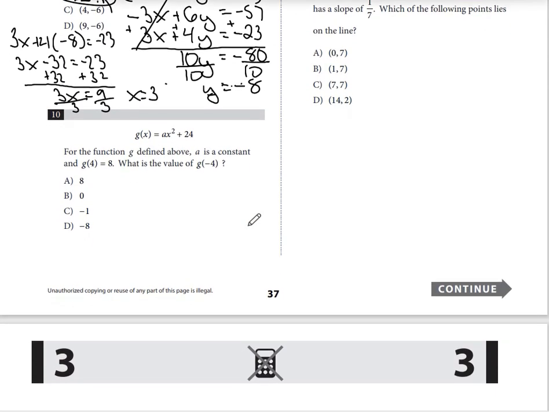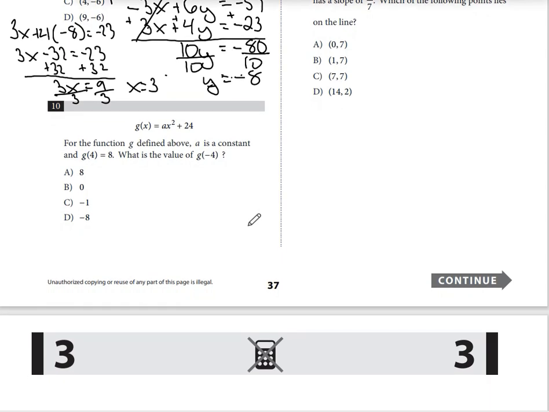All right, number 10, for the function g defined above, a is a constant and g of 4 equals 8. What is the value of g of negative 4? Well, to figure that out, we have to figure out what this a value is. So let's use this information to figure out what a is. So we know that g of 4 is equal to 8. So we can rewrite this as 8 equals a times 4 squared plus 24, right?